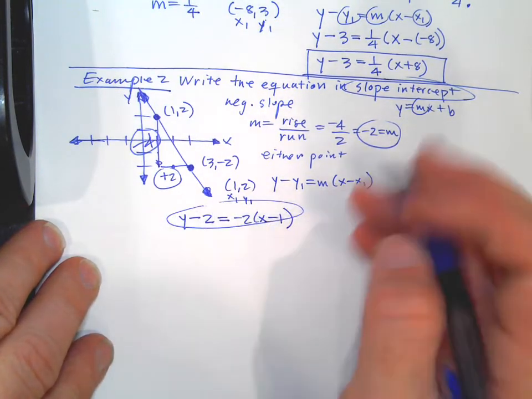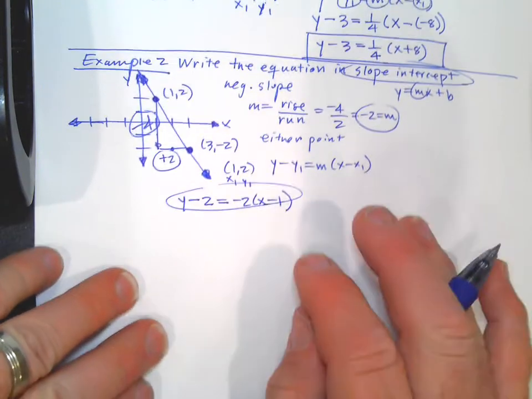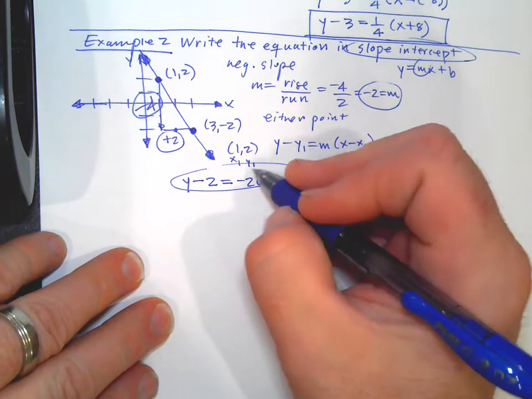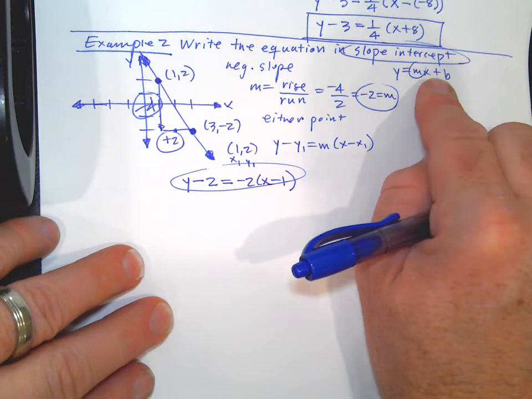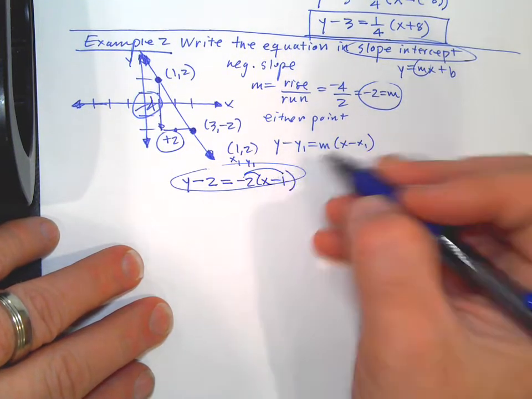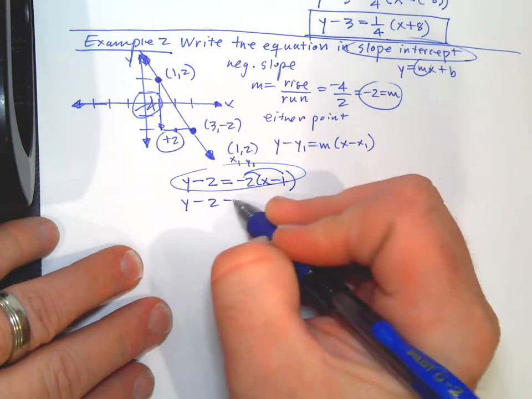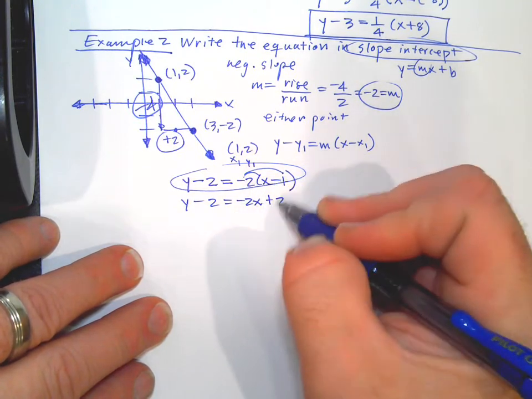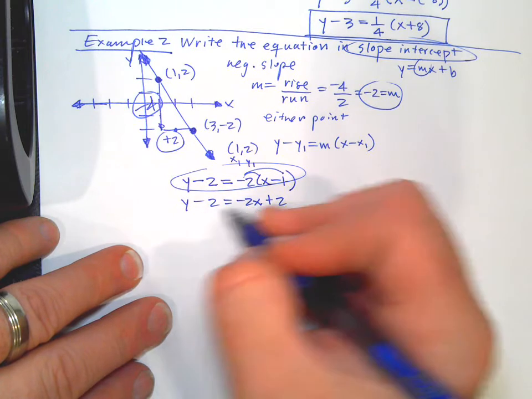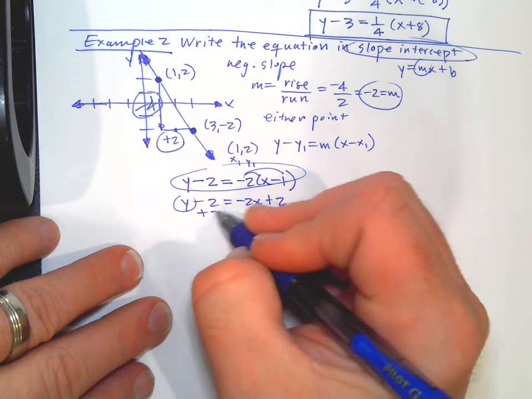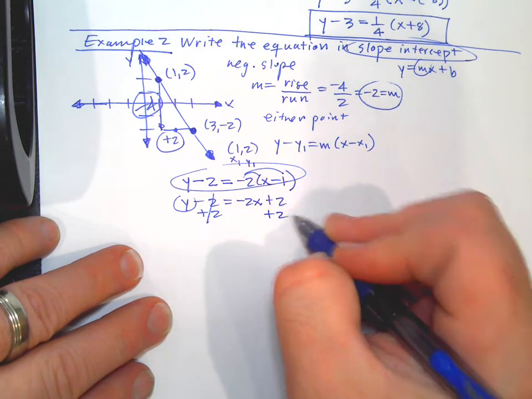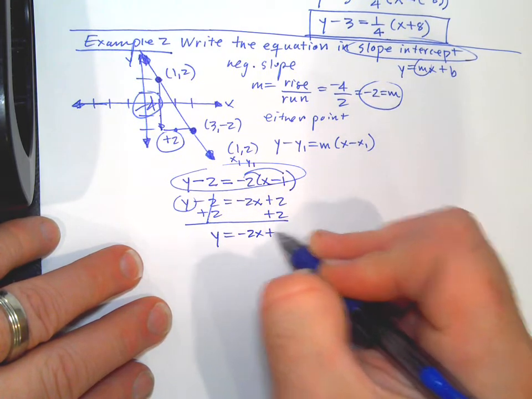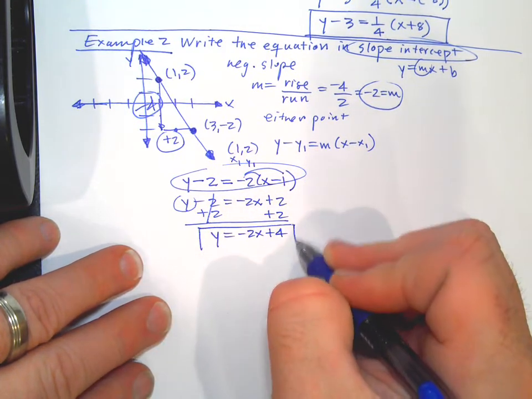That's done. But they want slope-intercept. So what we need to do is take this and keep going with it and get y by itself. Solve for y. Does it have any parentheses? No. So the first thing I do is get rid of parentheses by distributing. Negative 2x plus 2. Be careful. Negative times negative is positive. And then to get y by itself, we're going to add 2 to get rid of the minus 2. What we do to one side we do to the other side. And we're going to get y equals negative 2x plus 4. And this is your final answer in slope-intercept.